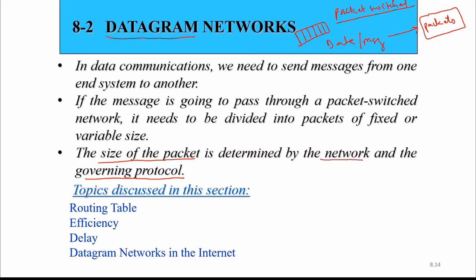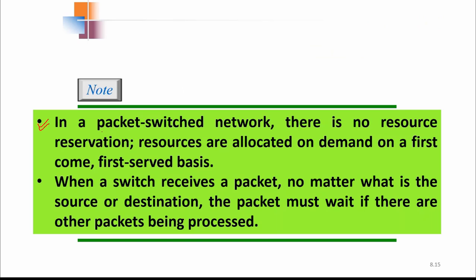So packet switching is utilized to make resources available to each of the users connected to the network. In a packet switched network, there is no resource reservation. This removes the disadvantage of the first, that is, circuit switching. In circuit switching, there was a reservation: a dedicated link between the source and destination. But here there is no reservation. Anyone can use it. So resources are allocated on demand on a first come first served basis.